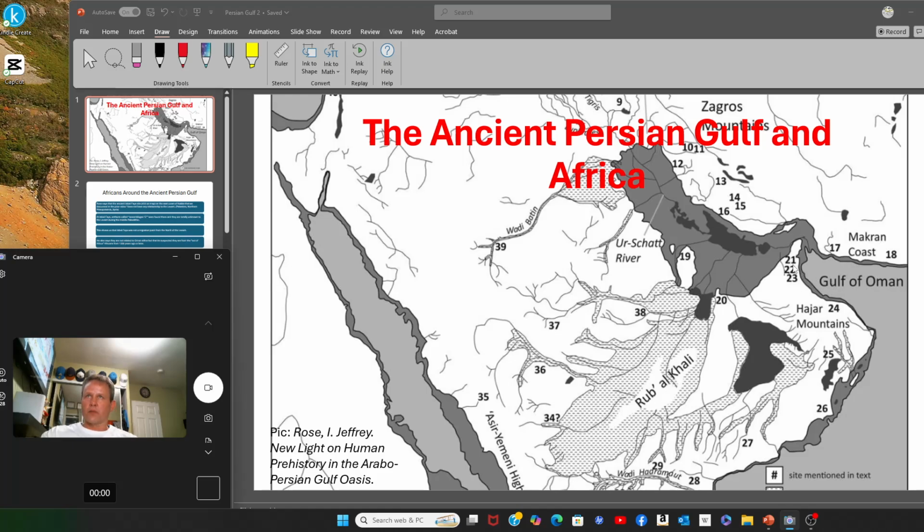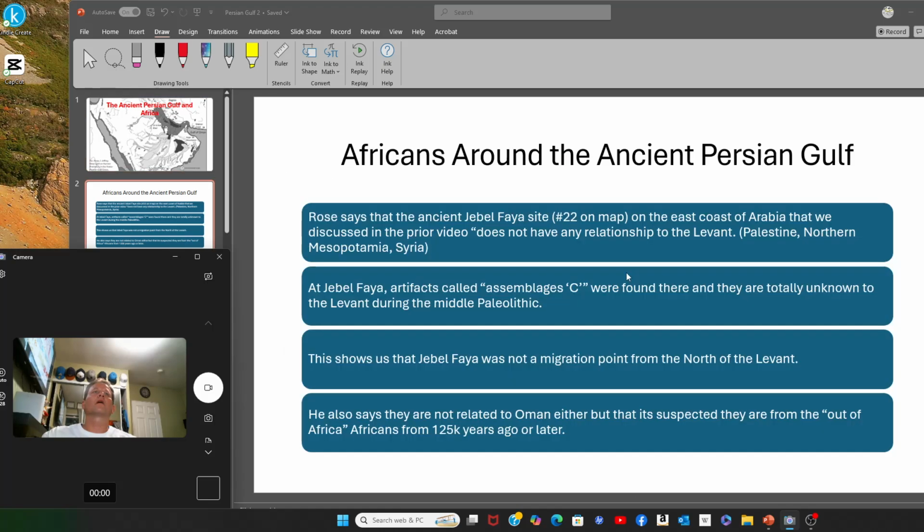And number 22 here is the site Jebel Faya. I want to just mark that for you here on the map. We're going to talk about this on the next slide. So, Africans around the ancient Persian Gulf. Rose says that the ancient Jebel Faya site, number 22 on the map, on the east coast of Arabia, that we discussed in the prior video, does not have any relationship to the Levant. The Levant is Palestine, northern Mesopotamia, and Syria.